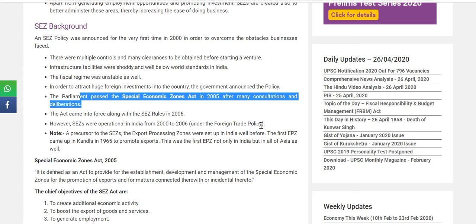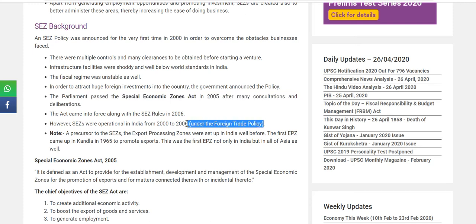However, the first proposal of SEZ came in under the foreign trade policy of 2000, and under that, between 2000 and 2005, there were many operational SEZs in India before getting a formal statutory backup in the year 2005. So what were the main objectives of the SEZ?